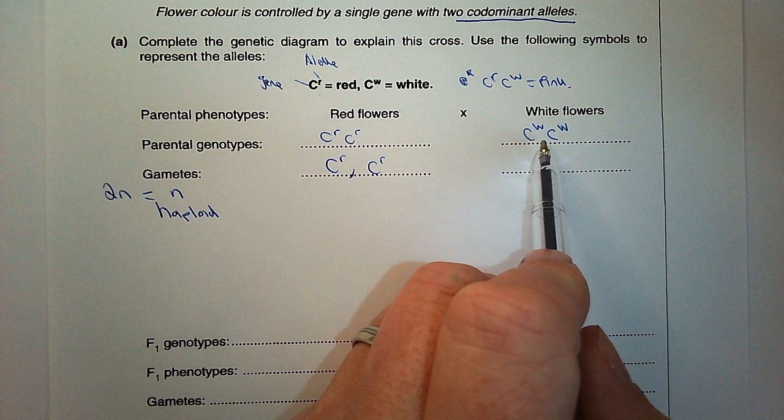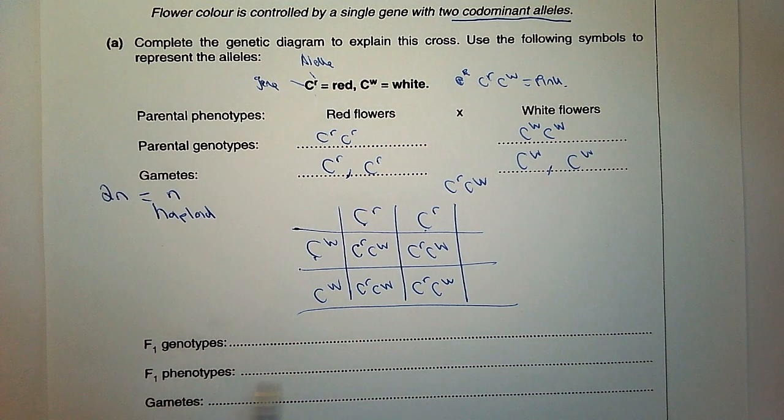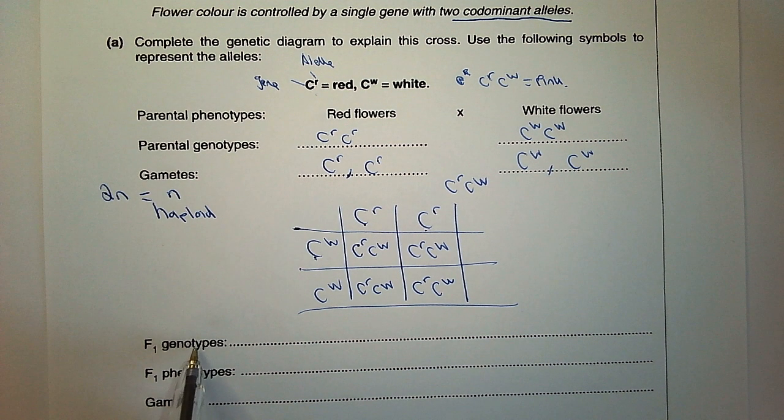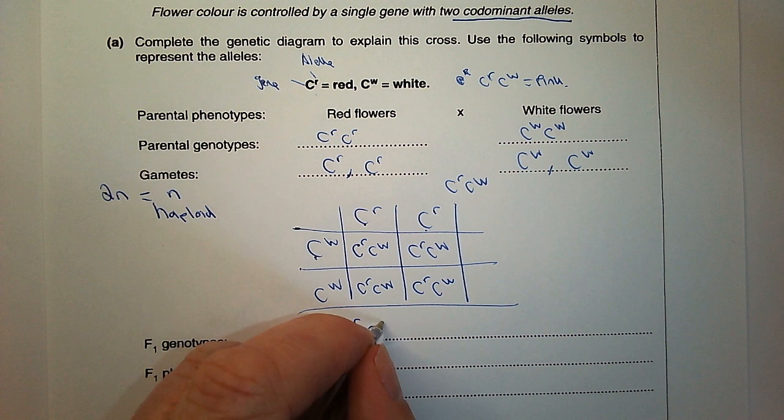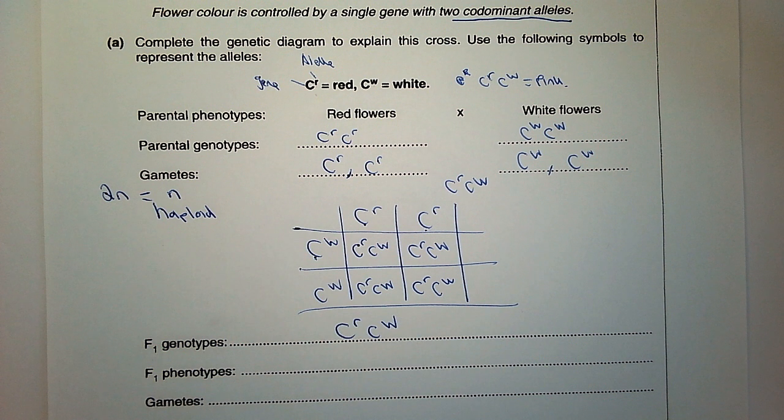If this gamete from the red flower joined with this gamete from the white flower, we'd end up with CR, CW. Same for this flower, CR, CW, and so on. So they're all CR, CW. So we have our genetic cross, and from that we can write down our genotypes, what genes the offspring are carrying. Well, they're all CR, CW by looking at the Punnett Square.